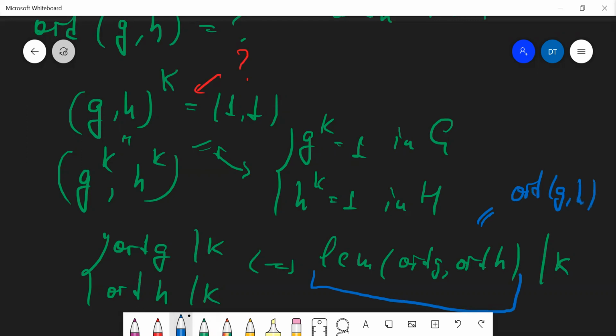So when you want to compute an order of an element in a direct product, you just take the least common multiple of orders of its coordinates. Are there any questions regarding this?